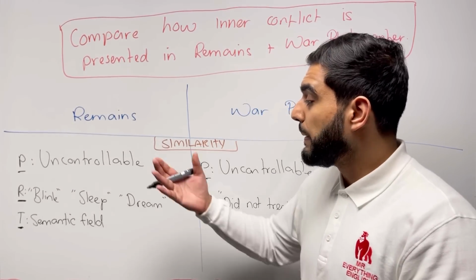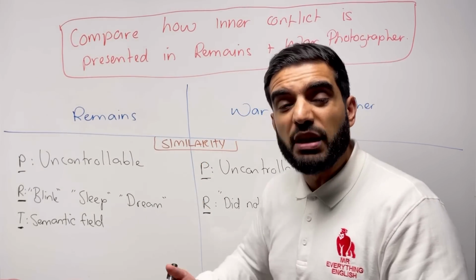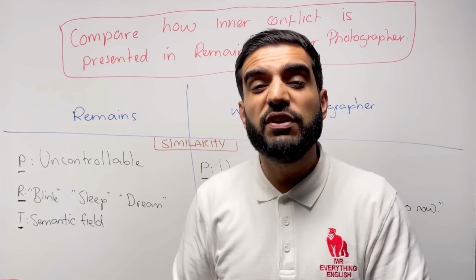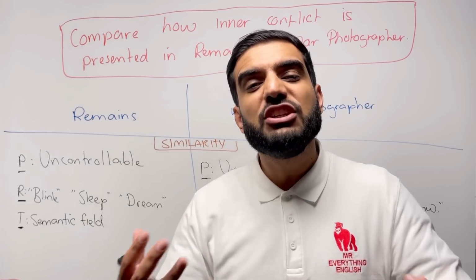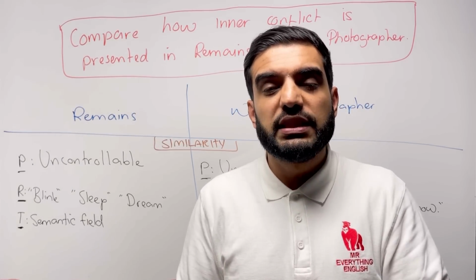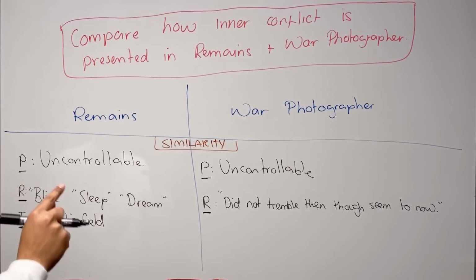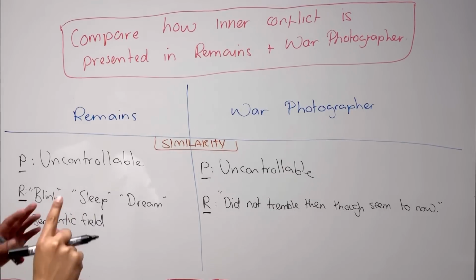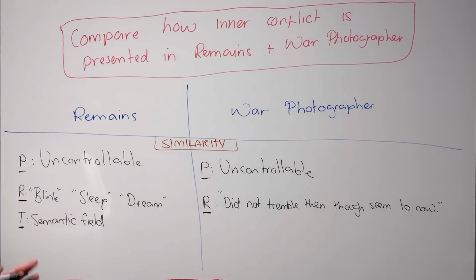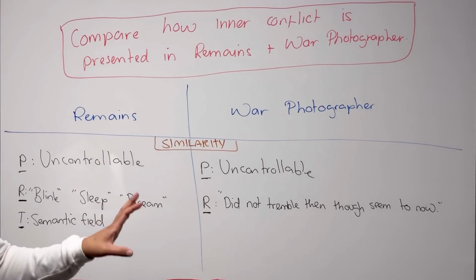These 3 words, blink, sleep, and dream, they create the semantic field of peace, relaxation, calmness. That is the feel they create. Now, out of these 3, actually guys, that would then be my effect. But I'm not going to plan my effect at the moment.